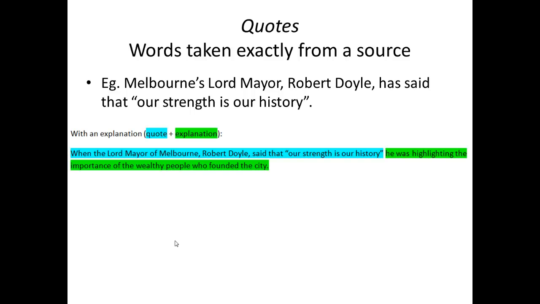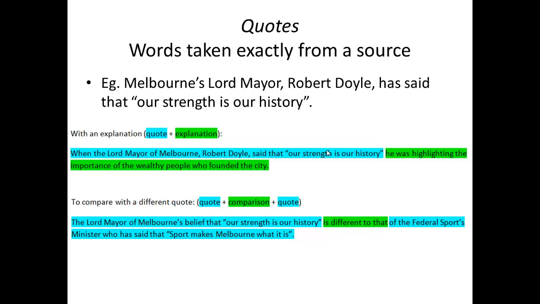So we want to add an explanation. So you can see here in the blue we have the sentence you just saw above, and then an explanation. He was highlighting the importance of the wealthy people who founded the city. So this section in green explains why this quote matters, why this is an important quote for this particular paragraph.